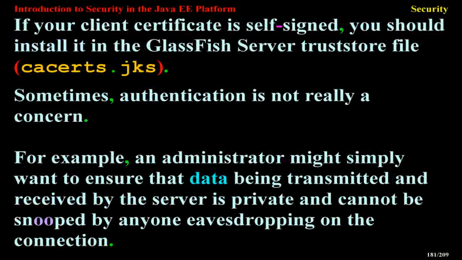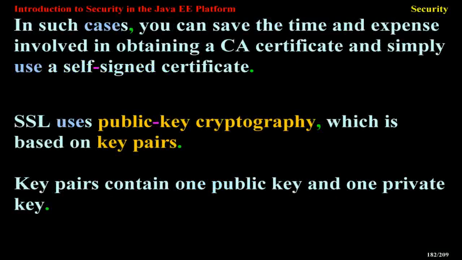cacerts.jks. Sometimes, authentication is not really a concern. For example, an administrator might simply want to ensure that data being transmitted and received by the server is private and cannot be snooped by anyone eavesdropping on the connection. In such cases, you can save the time and expense involved in obtaining a CA certificate and simply use a self-signed certificate. SSL uses public key cryptography, which is based on key pairs.